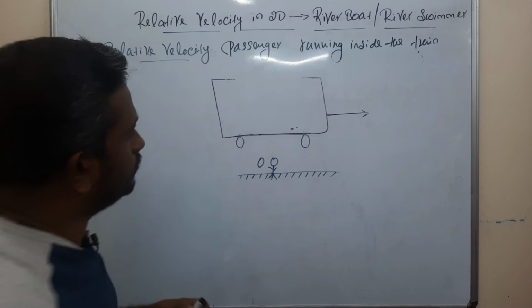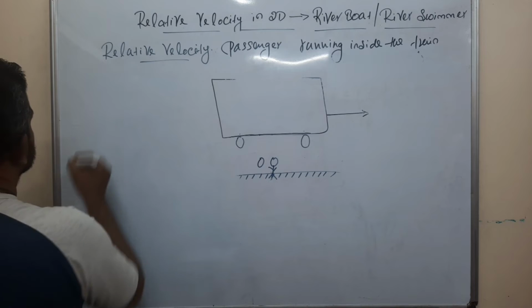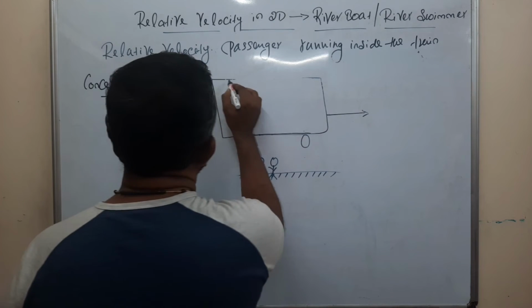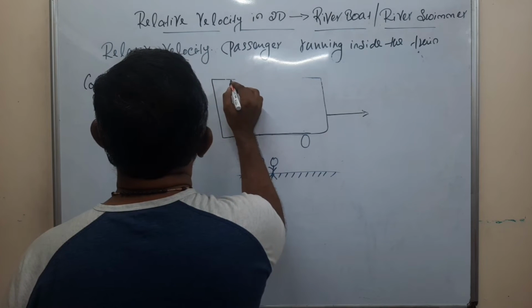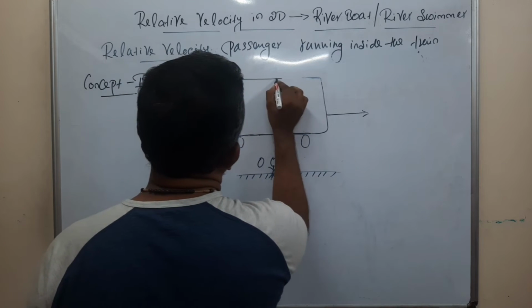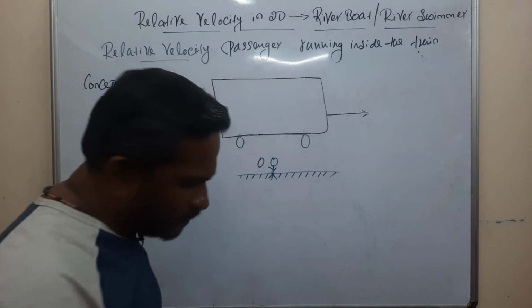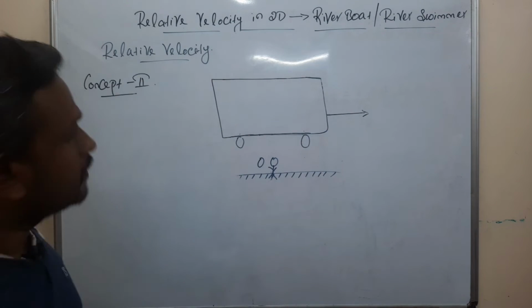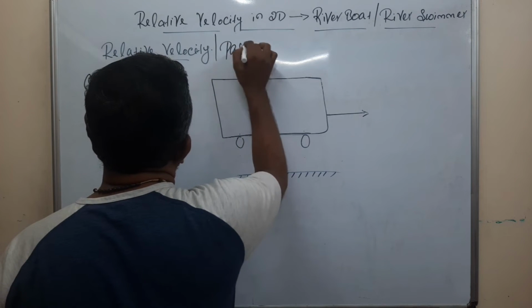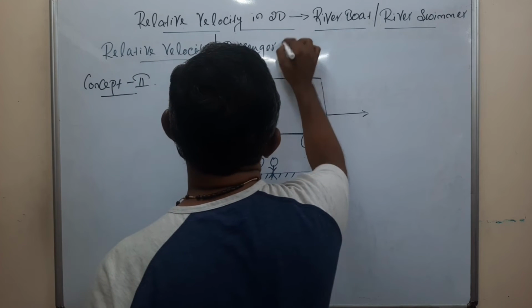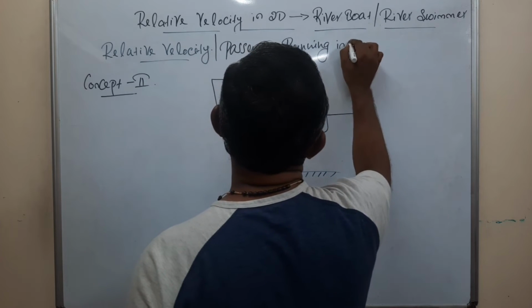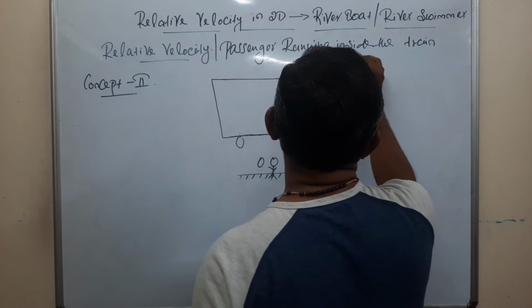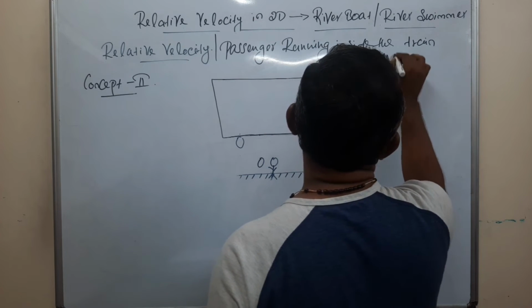Concept 2. A passenger running inside the train in different direction.